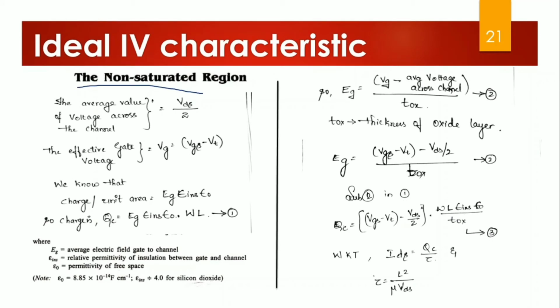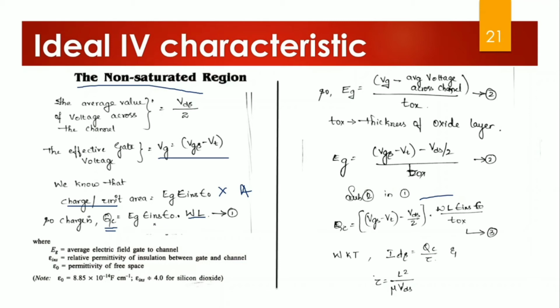The effective gate voltage is VGS minus VT, because the channel will start conducting only after the threshold voltage. Next, we define charge per unit area. Charge per unit area is Eg into epsilon. If I want to define charge, I have to multiply this with area. So what is the area? It is W into L.